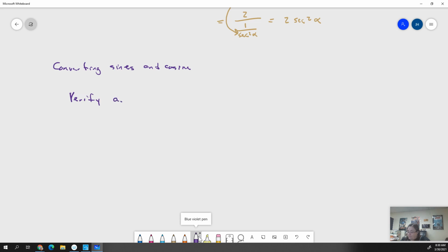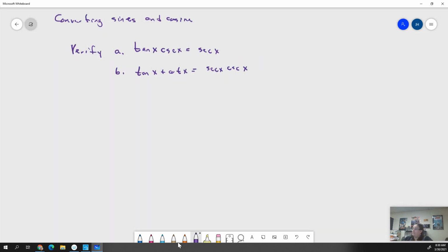So A will be tangent x times cosecant x equals secant x. And B will be tangent x plus cotangent x equals secant x times cosecant of x.